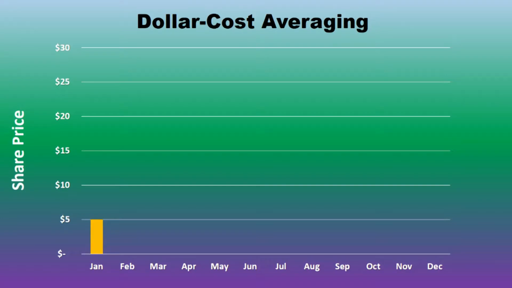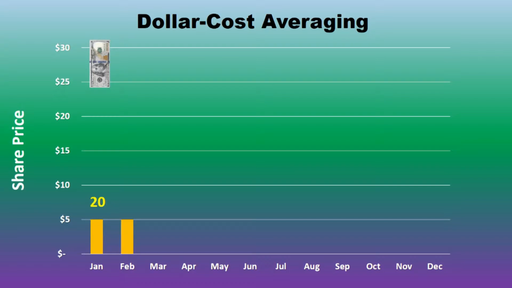So let's assume you have your eye on a certain stock and you've decided you're going to invest $100 per month over 12 months into that stock. Let's assume in January that stock is valued at $5 per share and you are going to invest $100. So with that $100, you're going to be able to buy 20 shares at $5 per share. For simplicity reasons, let's just ignore the transaction costs, the trading cost.